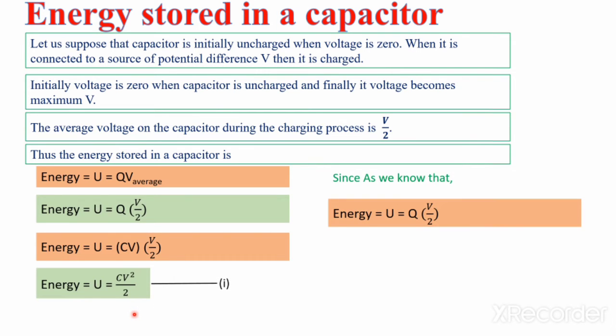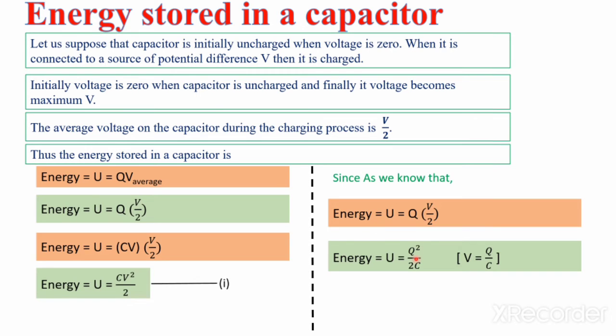As we have U equals Q into V divided by 2, we can put the value of V equals Q upon C in this equation, and then we get energy U equals Q square divided by 2C. We can use these three formulas of energy stored in a capacitor according to our requirement of the numerical problems.